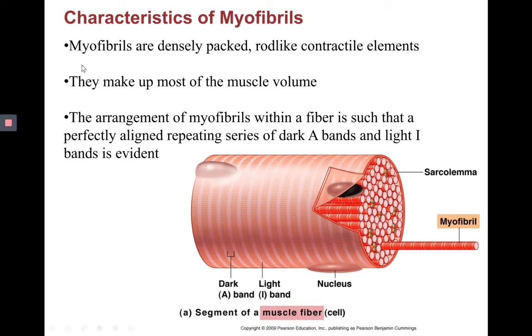So what we've learned is myofibrils are inside skeletal muscle cells. They are densely packed, they are rod-like in structure, and they contain the contractile elements myosin and actin. They make up most of the muscle volume, and therefore they make up roughly 80% of the internal components of a skeletal muscle cell or fiber. And because of the regular arrangement of myofibrils within a muscle fiber or muscle cell, we get perfectly aligned repeating series of dark and light bands, or A and I bands.